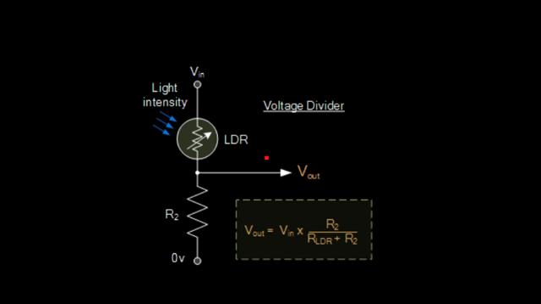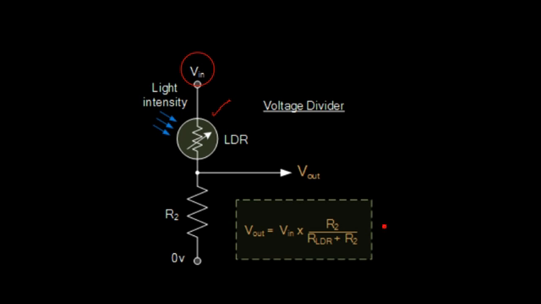Now this is a voltage divider circuit using an LDR. Here you can see that an input voltage is given, and you are dividing the input voltage among two resistors. One is an LDR, a light detecting resistor or photoconductive resistor, and the other one is a normal resistor. So we are measuring the voltage across this R2.